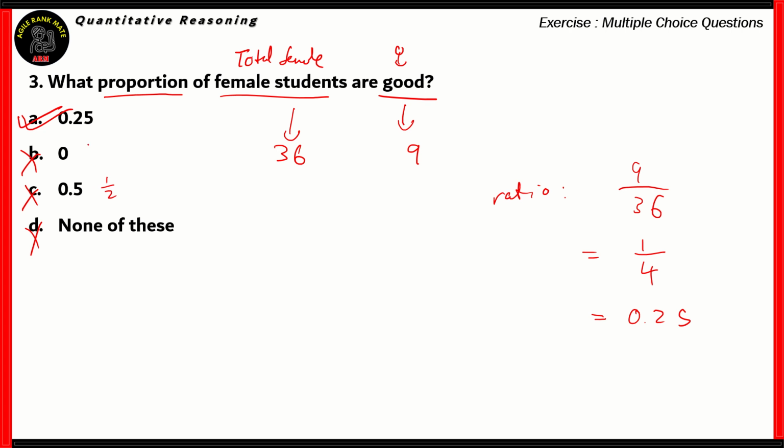0.5 gives you half. 0 has the numerator as 0 and the denominator as any number which is greater than 0. And none of these is correct, because we know that 0.25 is the right answer by calculating. So, in this question again, option A is the right option.